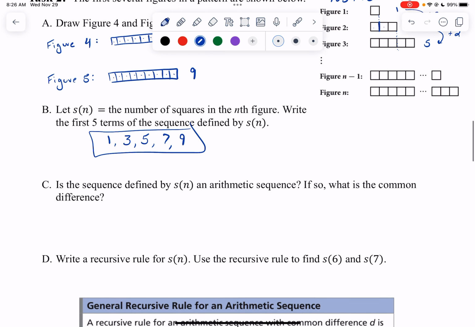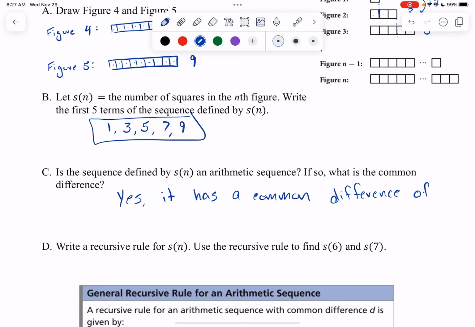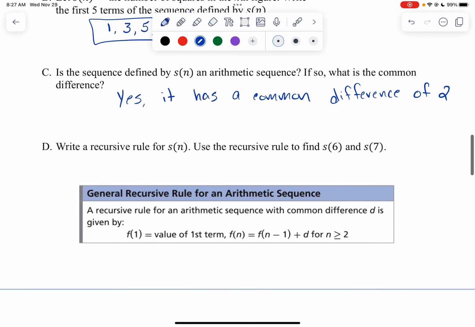Is the sequence defined by S of n an arithmetic sequence? Yes. It has a common difference of 2. Okay. Write a recursive rule for S of n. Use the recursive rule to find S of 6 and S of 7.